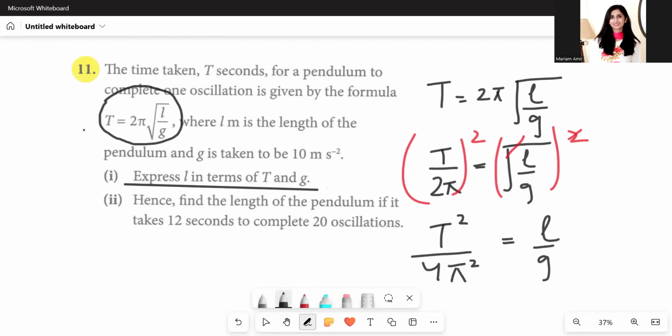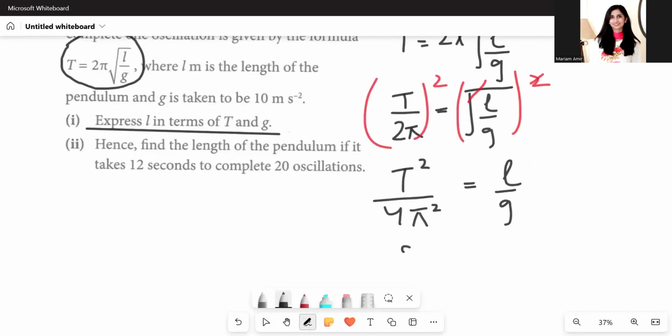One more step left. Yeah, just move the G to the other side. Don't move this to the other side. We just need to get L alone. So only this goes to the side. And we have gT squared upon 4 pi squared equals L.